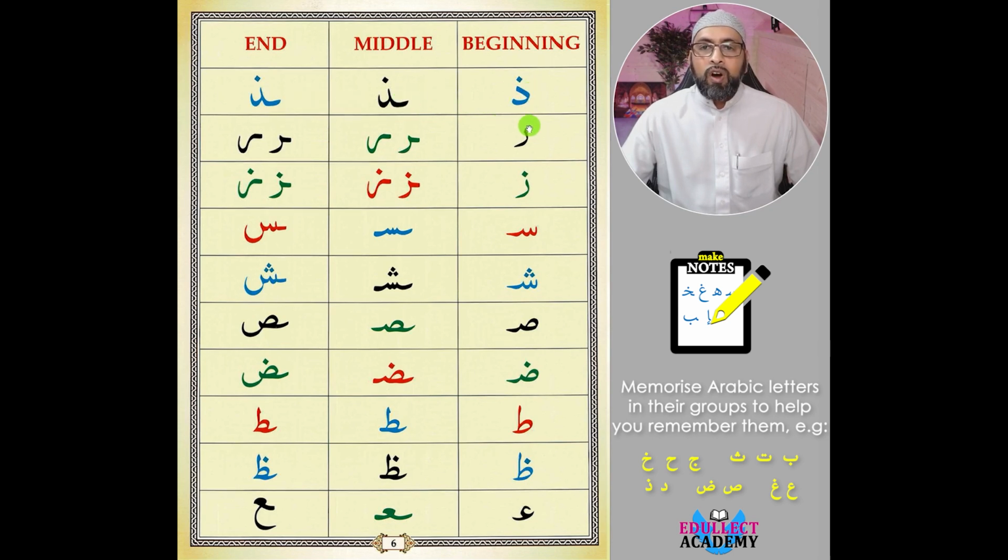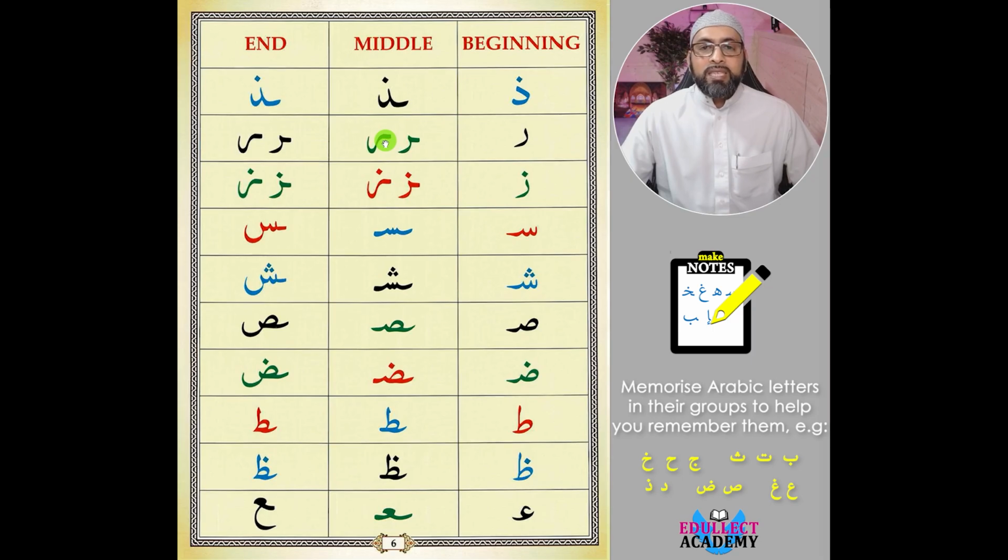Moving on to ra. Ra in the beginning can be written the same as in the middle or at the end. However, there is another way of writing ra. In some of the scripts, ra may be written like this. So you'll simply have to memorize that particular symbol in order to identify it as ra.